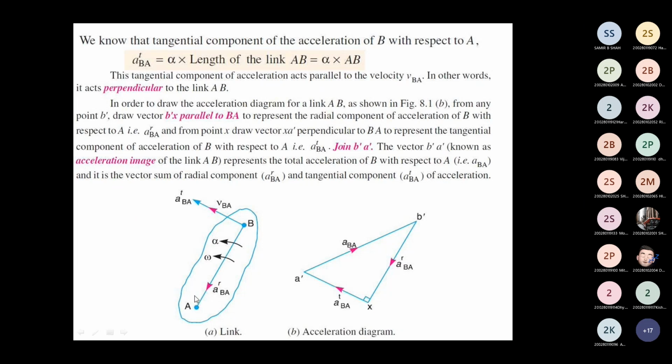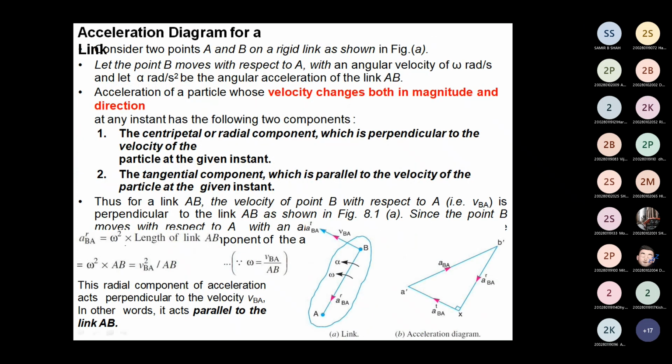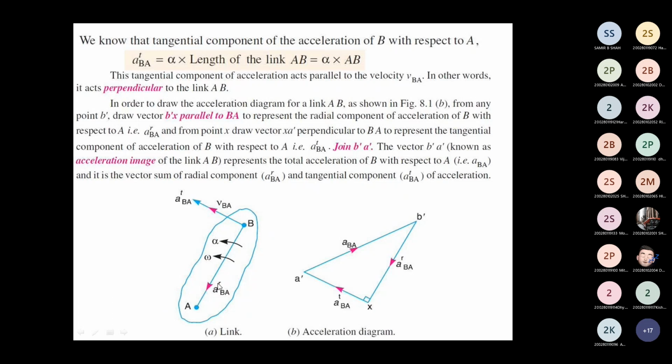Suppose this AB is the space diagram link length, and I have to start drawing the acceleration of this link. Initially, I have to draw the radial part. The radial part is every time parallel to the space diagram, or perpendicular to the velocity diagram. Right now we are directly focused on the acceleration diagram with respect to the space diagram.